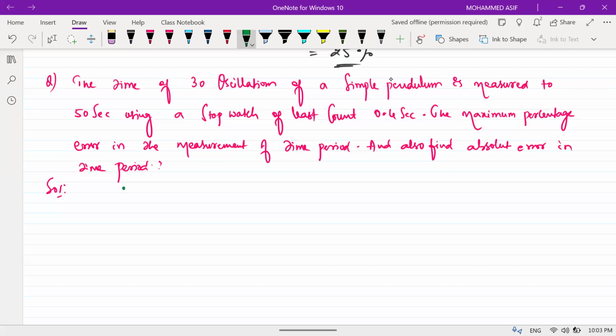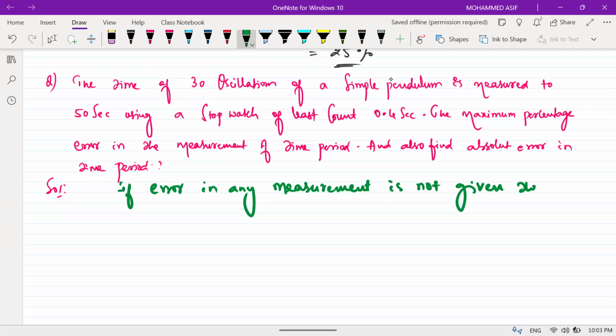I'll write that point. Yes, sir. If error in any measurement is not given, then least count is taken as maximum error. Am I clear?